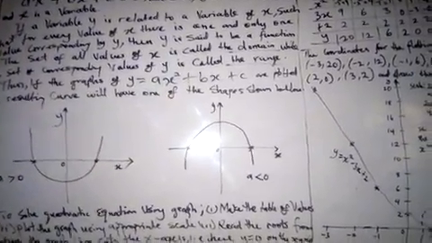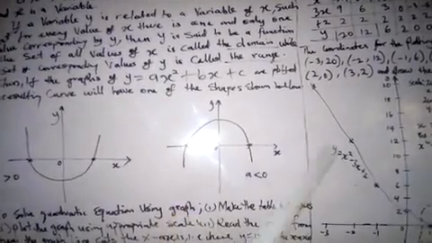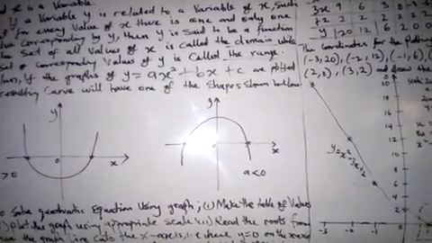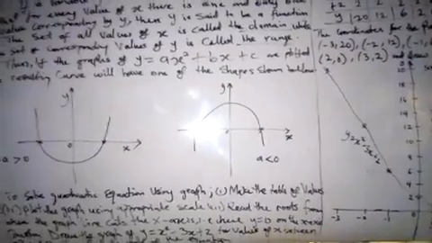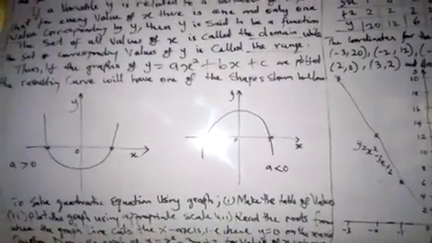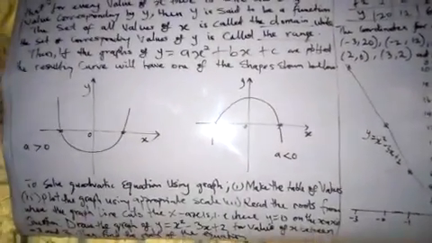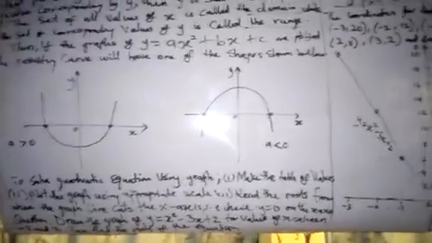So don't forget the domain and the range. The set of values for x is what will be called the domain, while the set of corresponding values of y, for every x you have, you have a corresponding value of y. So by the time we get to the table of values, you will understand. So let's quickly go to the procedure in solving quadratic equations using a graph.